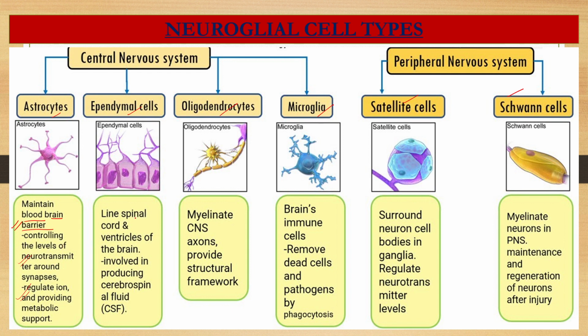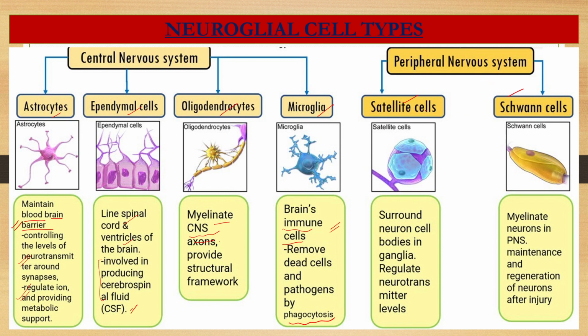Ependymal cells mainly line the ventricles of the brain and the central canal of the spinal cord, and they are involved in the production of the cerebrospinal fluid. Oligodendrocytes are mainly responsible for myelination of the central nervous system so as to provide the structural framework. Microglia are the main immune cells present in the brain, and they are responsible for removing dead cells and pathogens by phagocytosis. So they remove the debris by phagocytosis. So these are the neuroglia present in the central nervous system.